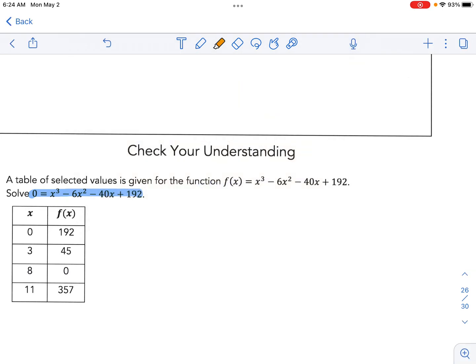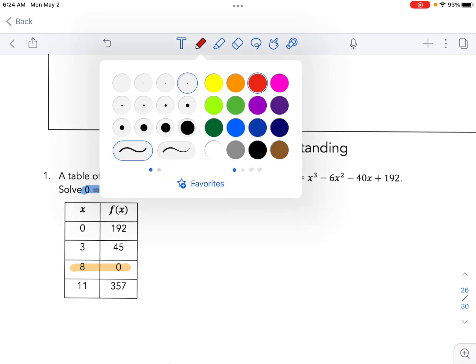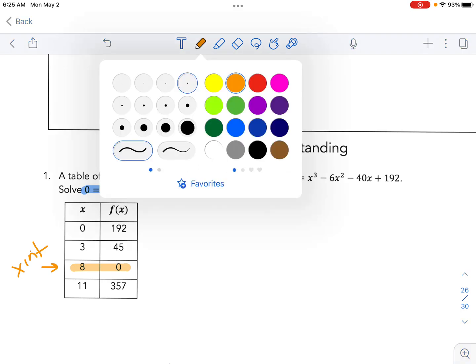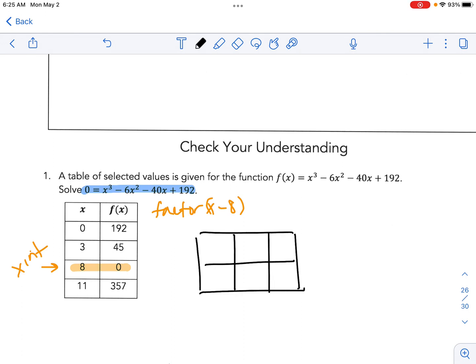So we know that a factor is crossing the x-axis, and crossing the x-axis is when y equals 0, right? So this is the x-intercept. This is one of the x-intercepts here. And so what that does is it sets you up. If 8 is an x-intercept, then we have a factor of x minus 8. And so we can set up the model then to divide out that factor.